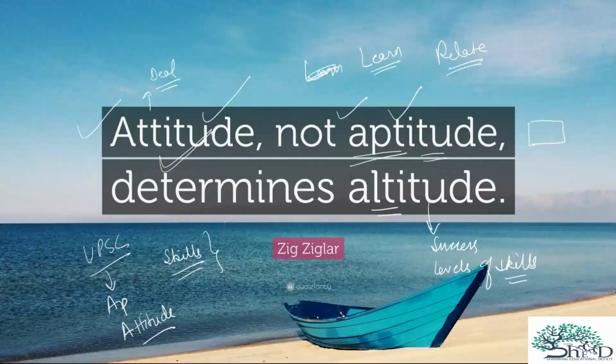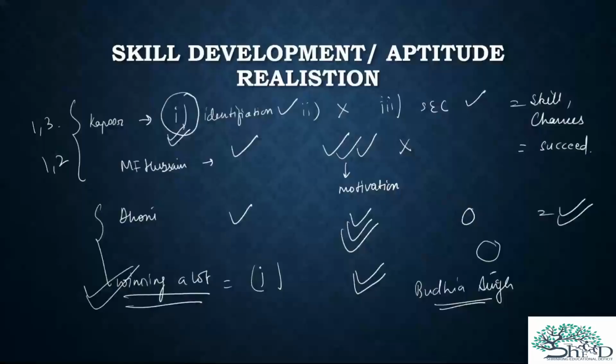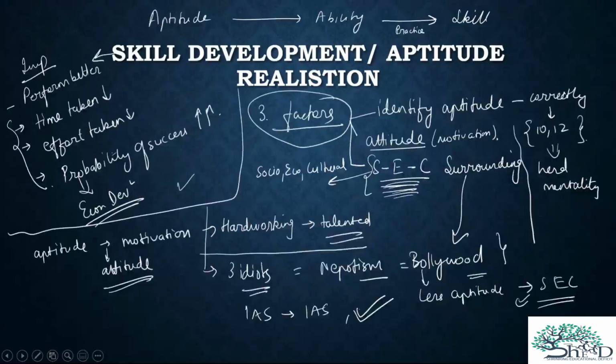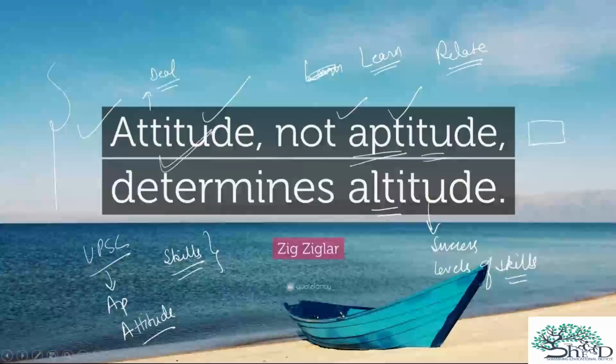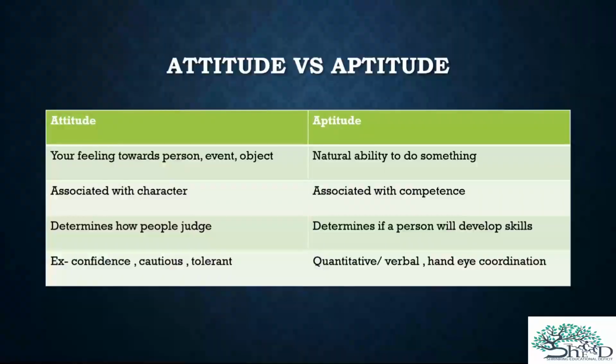So I hope this is clear. You have understood what aptitude is and what the different terminologies related to it are, and why India is facing an issue in skill development or aptitude realization. I've told you about the life cycle. So before moving on to the next topic, let us see this in detail.